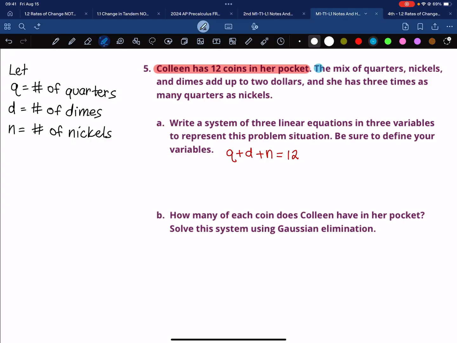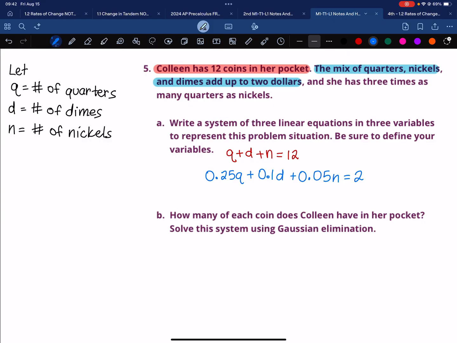Then it says the mix of the coins adds up to be $2. So this is talking about the amount. How much is a quarter worth? It's 25 cents, so 0.25 quarters. A dime is 10 cents. And a nickel is 5 cents. And it's equal to a total of $2.